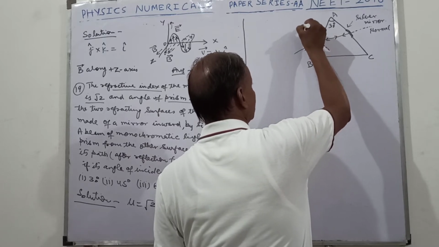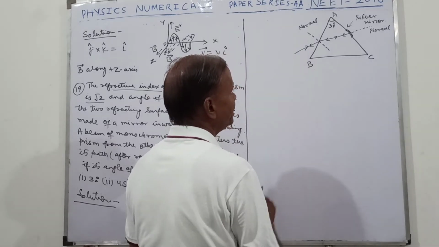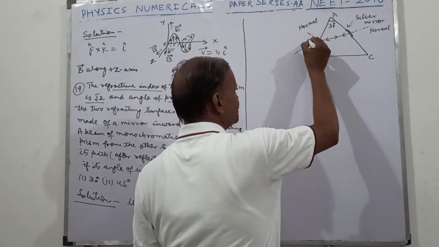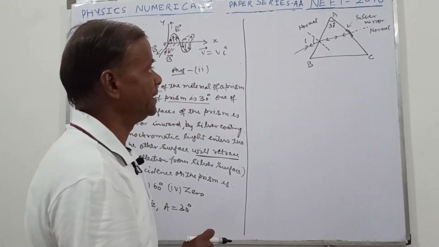Suppose we have the normal at this point. This is also normal to this surface AB. Then this is the angle of incidence that we have to find. What must be the angle of incidence?